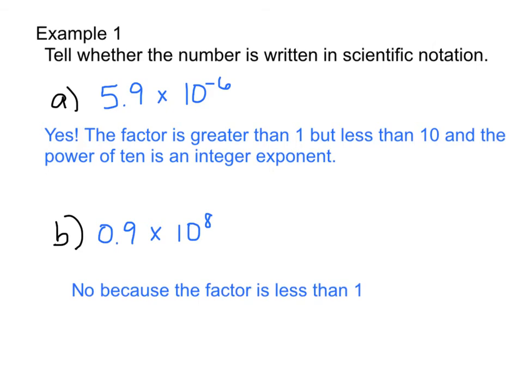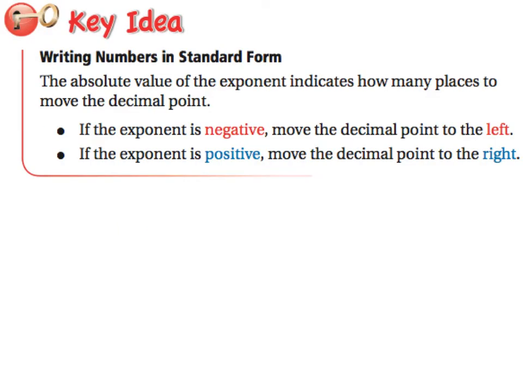And your answer would be no, because 0.9 is less than 1, therefore, because the factor is less than 1, it is not written in scientific notation. So now we know what standard form and what scientific notation is. But now, we're going to write numbers that are written in scientific notation in standard form. Here's how you do it.